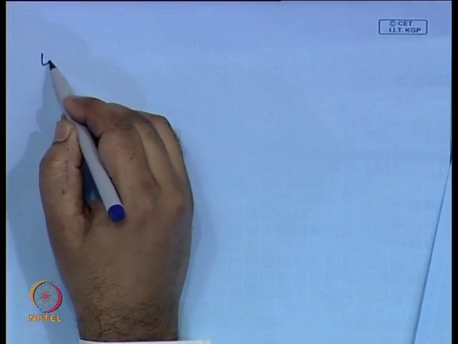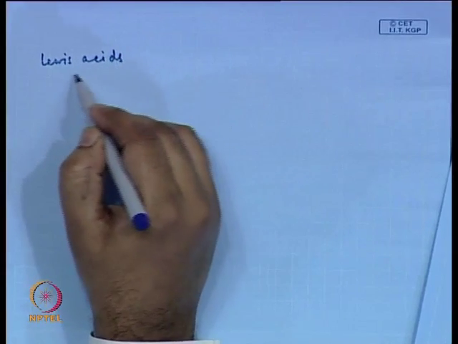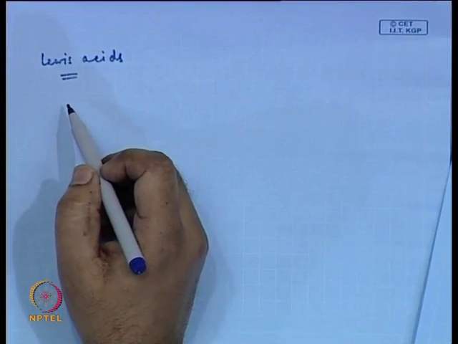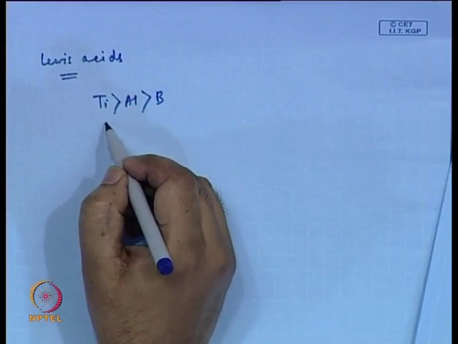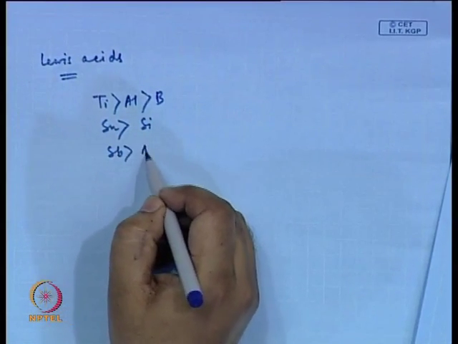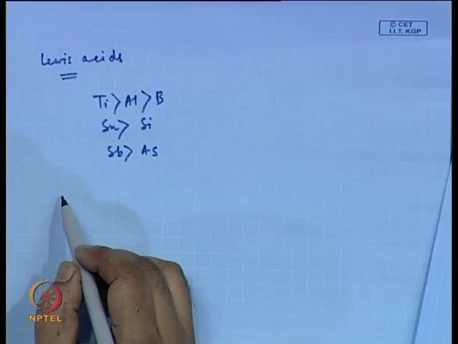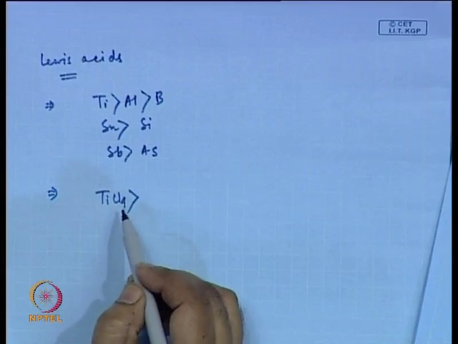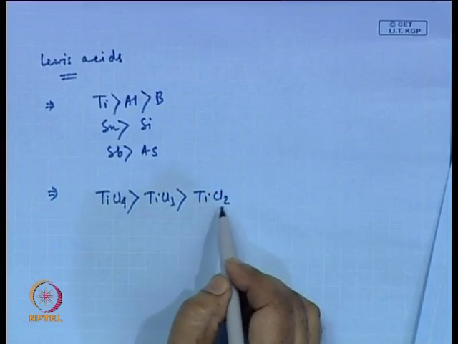How? Now, Lewis acid, we are talking about this reaction where the initiation is by Lewis acids. So, the Lewis acidity of these different metals increases with atomic number. We know that the Lewis acidity follows this order. Now, for a single metal, if I consider titanium, again the Lewis acidity increases with the oxidation number. So, TiCl4 has more Lewis acidity compared to TiCl3.